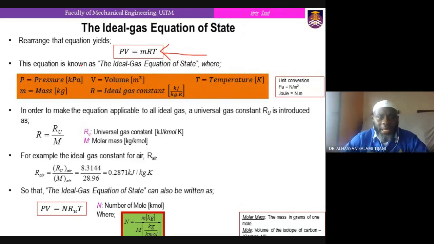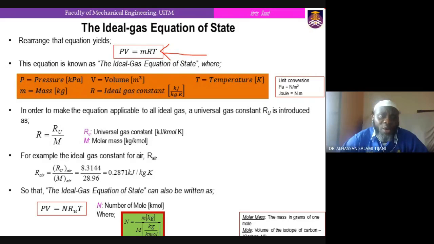Okay, so all ideal gases obey this law. So what are ideal gases? Like I've told you, all ideal gases are gases that obey the law PV equals mRT. Examples of ideal gas: carbon dioxide, nitrogen, air, all these things are ideal gases. Now, steam is not an ideal gas because steam does not obey the law PV equals mRT.